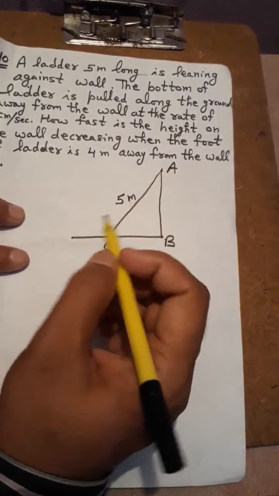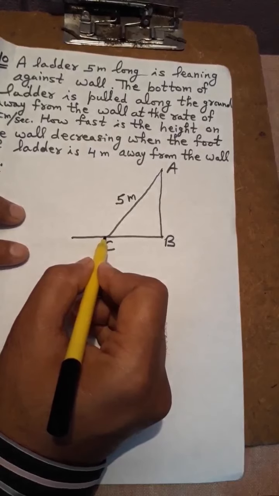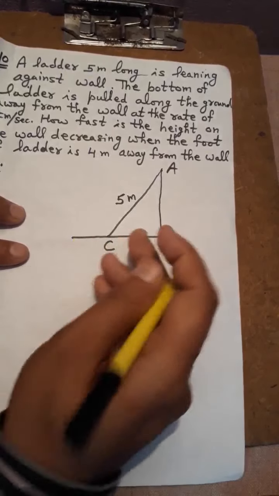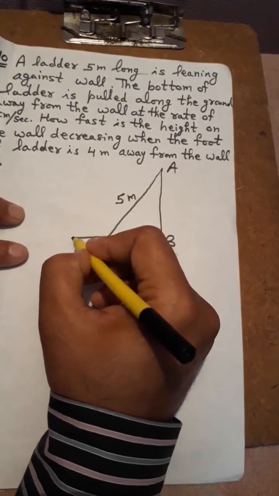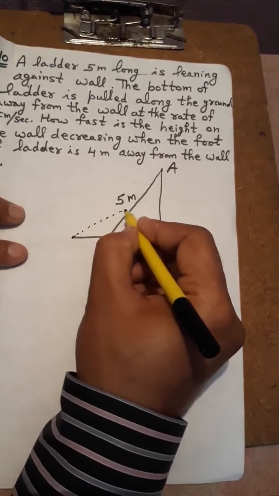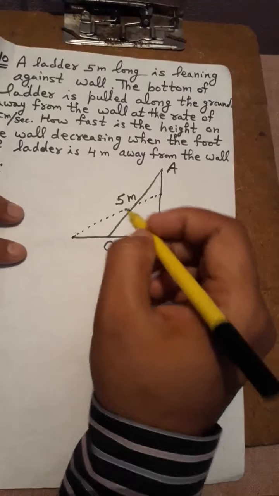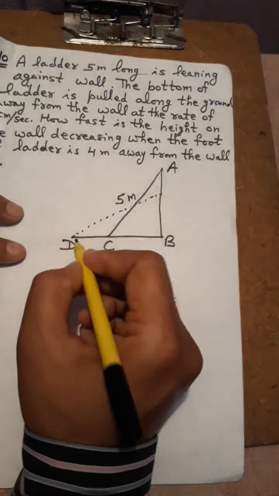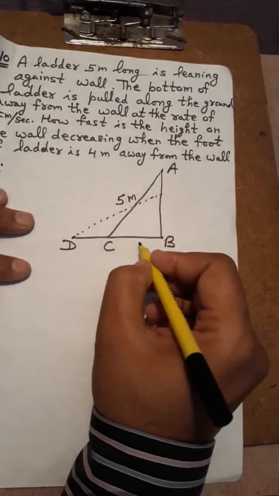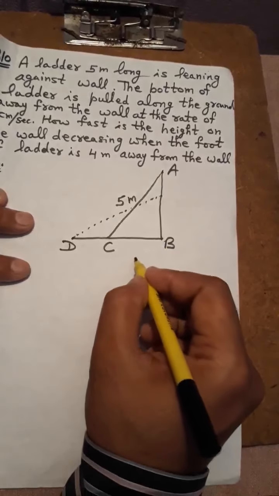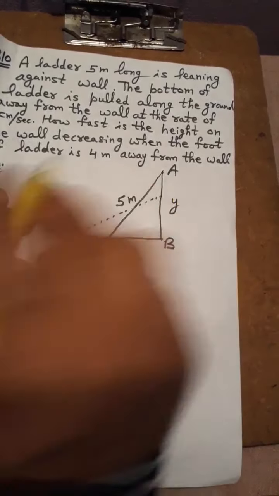So when you pull it along the ground away from the wall, means this side, so when you pull, this is shifted towards that side, right? So let it be the point D. Let this be x, this be y.